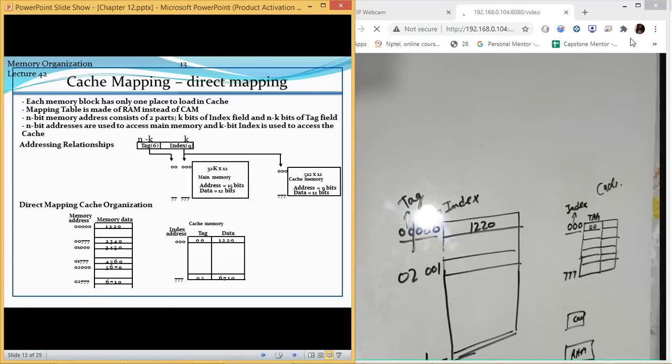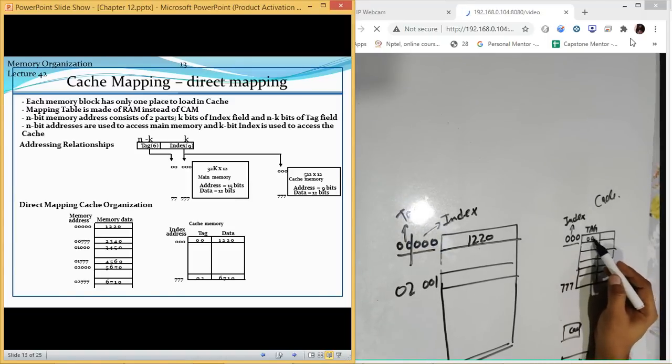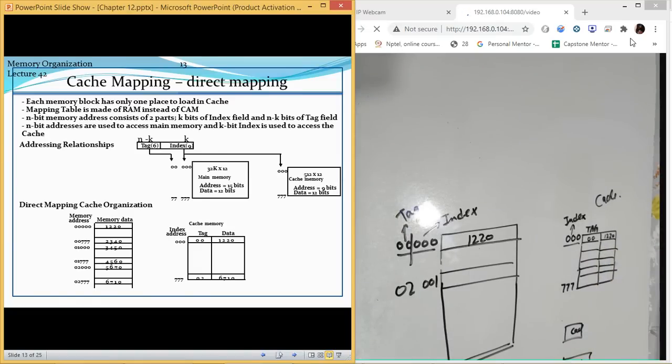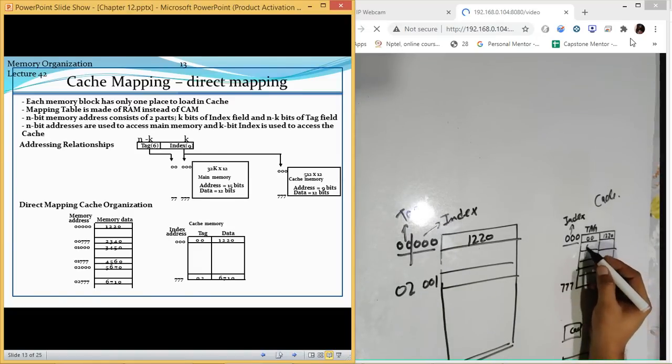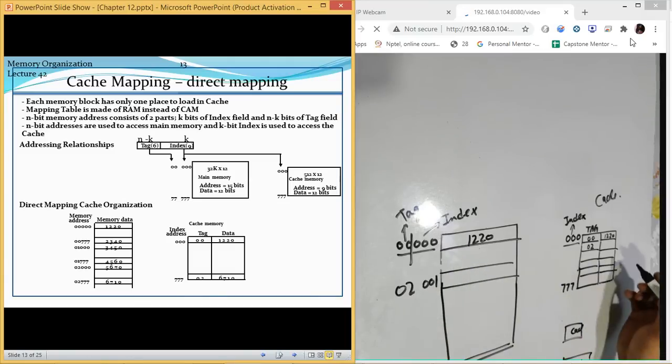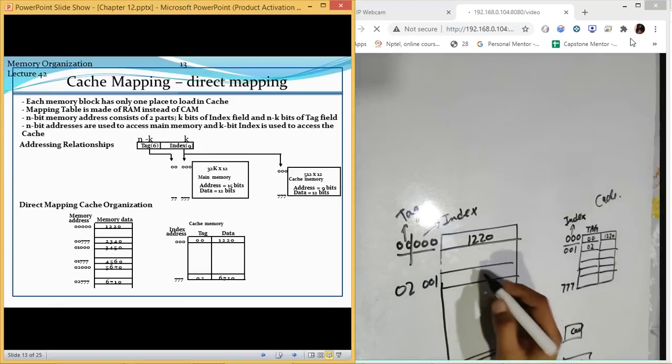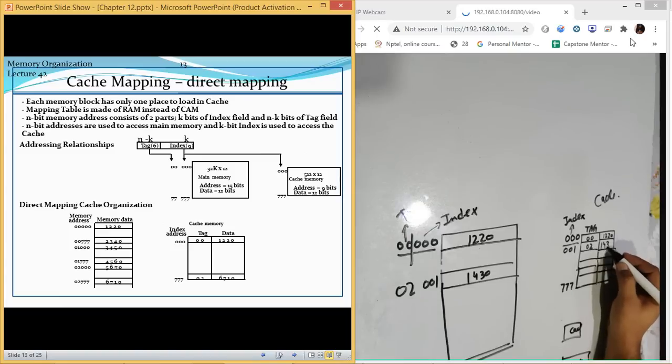Now at this place, we have a content with tag 00, and it is storing the value 1220. There is another content with the tag 02, and where is it stored? It is stored at index 001, and the content I am having is 1430.